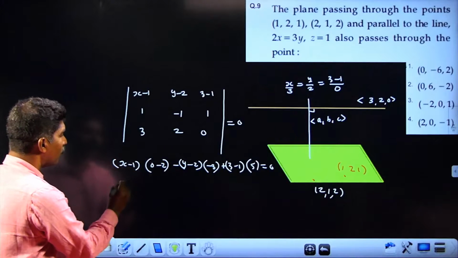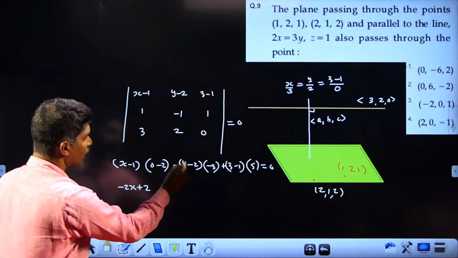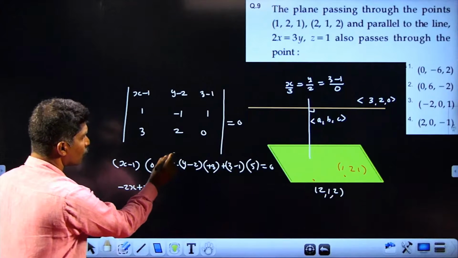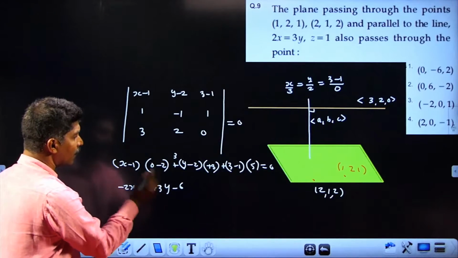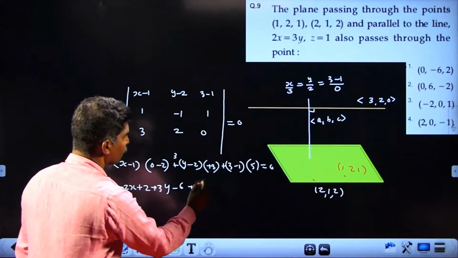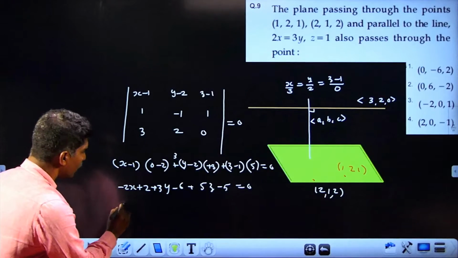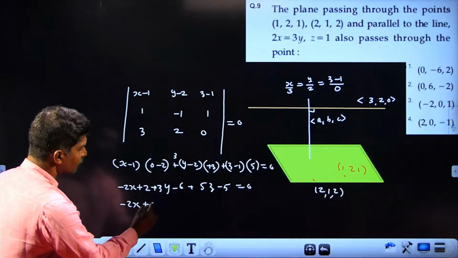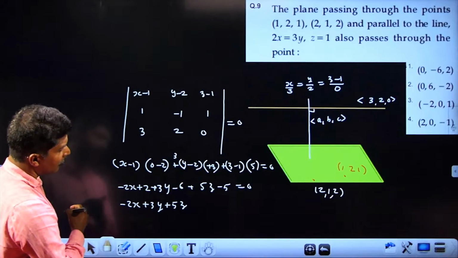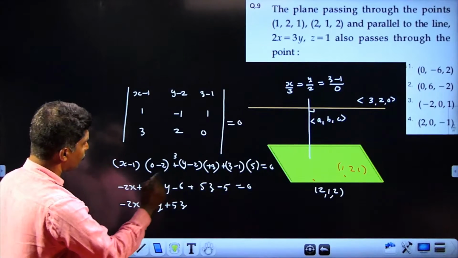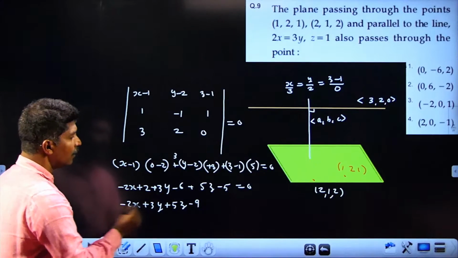So opening, you will get minus 2x, and here you will get 2, minus, you will cancel 2, so 3y will be there, 3y minus 6, and plus 5z minus 5 is equal to 0. Okay, so negative 2x plus 3y plus 5z. And what is the constant there? Minus 11 plus 2, minus 9, I think. Okay, minus 9.